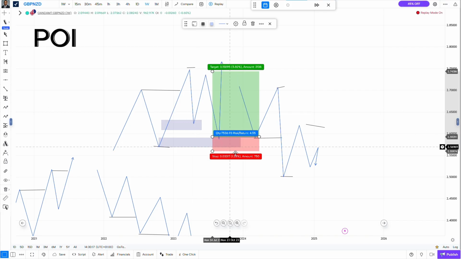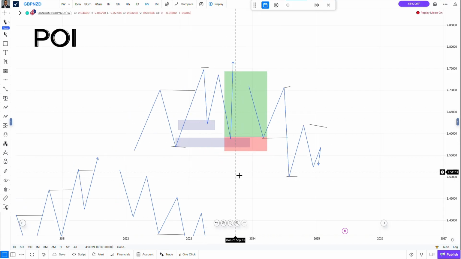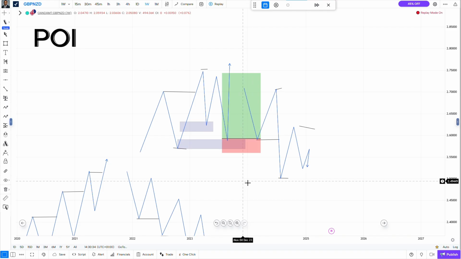So you make use of the next available POI. So that is the only case I don't make use of a certain POI, like if they are already mitigated or if they are too far away from the inducement. All right, so those are the only two reasons why I will not pick a particular POI.